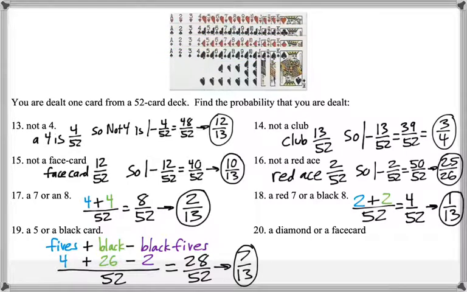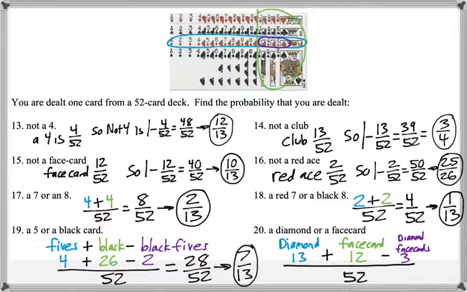Next is a diamond or a face card. So these are the diamonds, and these are the face cards. So we have 3 cards that are both diamonds and face cards. So these 3 cards make up the overlap.